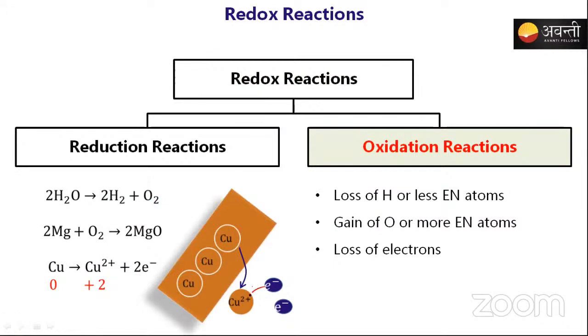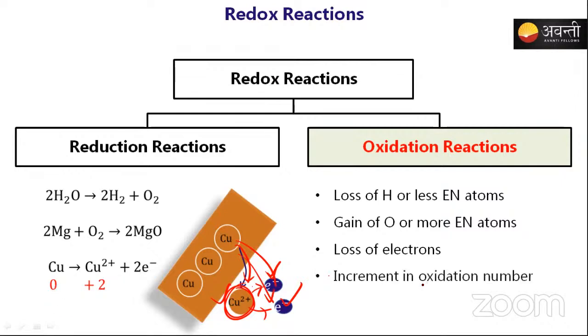This copper is going to lose two electrons by forming Cu plus 2 ion. Okay, so copper is going to form Cu plus 2 ion by losing two electrons. Now, the last one is an increment in the oxidation number. You can see there is an increase in oxidation number. So if you see these four parameters, then you can say these are oxidation reactions.